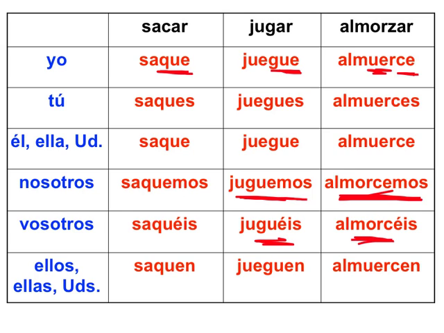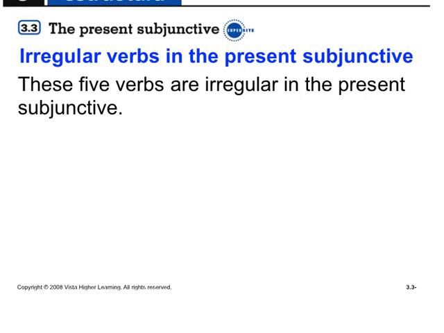And we'll learn the rule about that in a couple minutes. To remember the 5 irregulars in the -2 command, the usted and ustedes command, those 5 irregulars are also going to be used in the present subjunctive. So let's take a look.